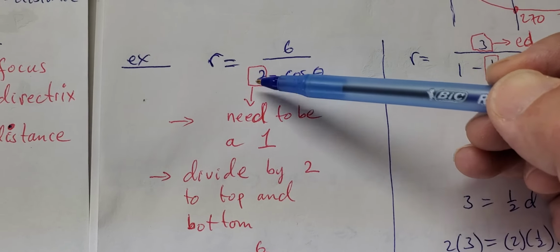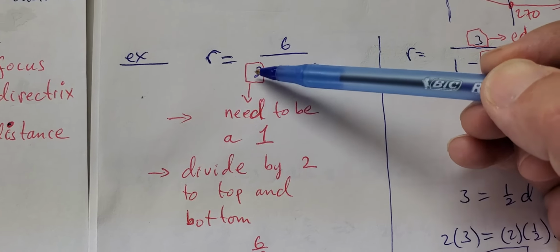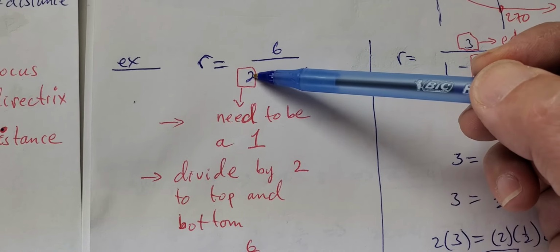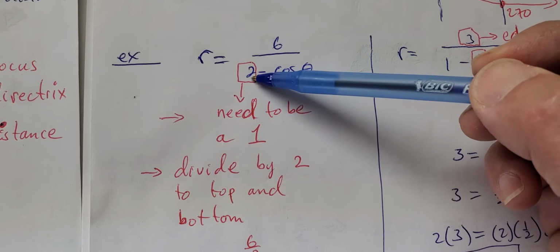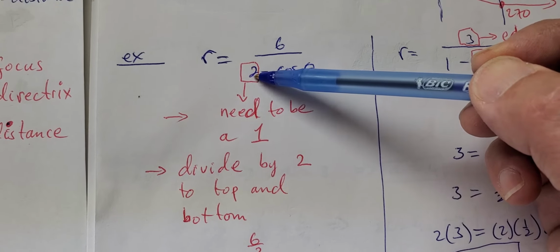Whatever this number is, you will divide by that number. Why? Because we need a 1. Again, whatever this number is, divide by that number. If this is 3, divide by 3. If this is 8, divide by 8, and so on.